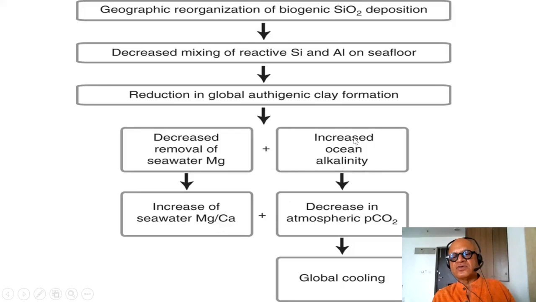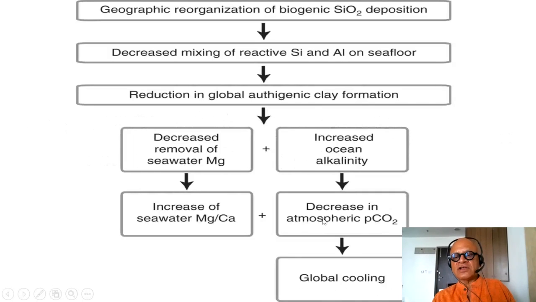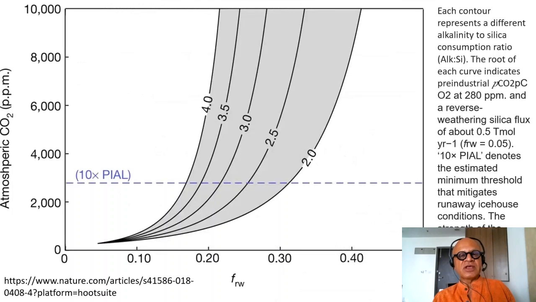And there is also increased ocean alkalinity, because if clay formation is reduced, then alkalinity is not consumed, and that's going to result in a decrease in atmospheric PCO2 on some time scale after you go from the bottom sediments through the ocean carbon cycle into the atmosphere, and that can result in global cooling. So some past temperature events have been reinterpreted in terms of the role of reverse weathering.